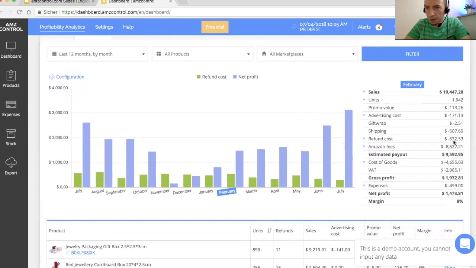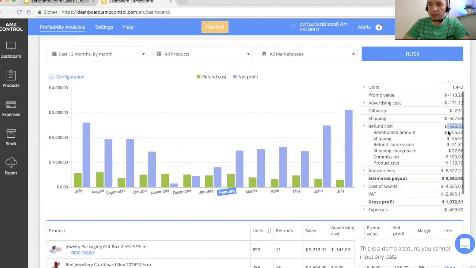And by the way, see, we show that refunds cost you $532.53 at a net profit of about $1,400. So it's almost 1/3 of the whole profit. Guys, do not neglect returns. So basically here, you see the whole situation that I just described on the slide, but with numbers.